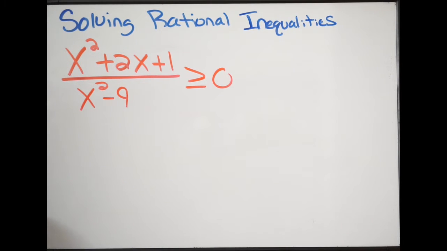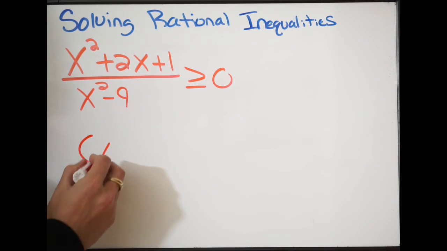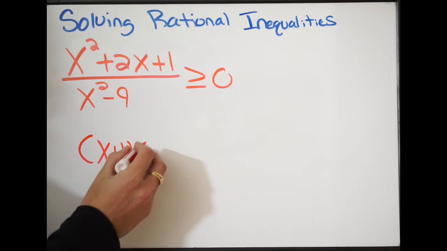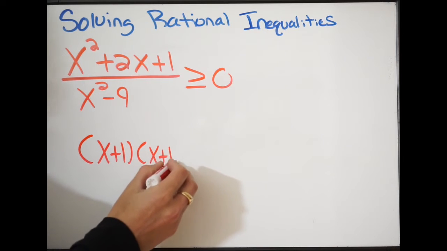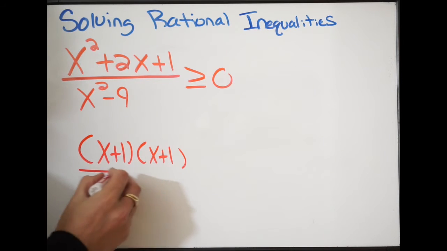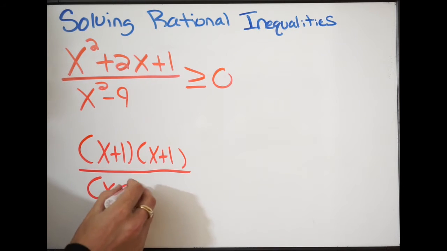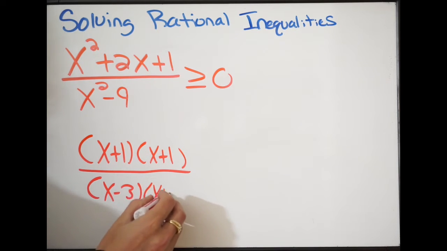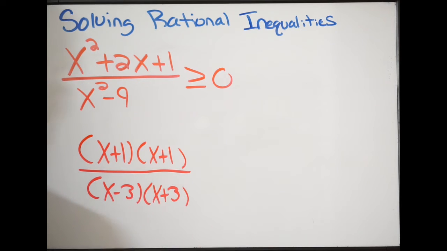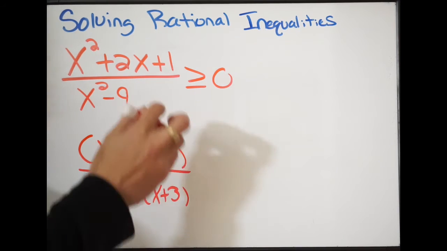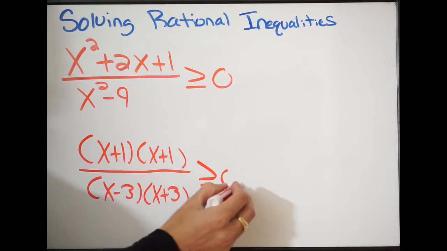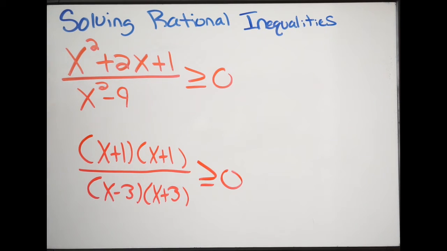If I were to factor this, my numerator is going to become x plus 1 times x plus 1, and on my denominator, I'm just going to get x minus 3 and x plus 3. That's just the difference of two squares, and then again, it's greater than or equal to 0. So now I have it all factored out. That's what you want to do first. And now we can find our points of interest.